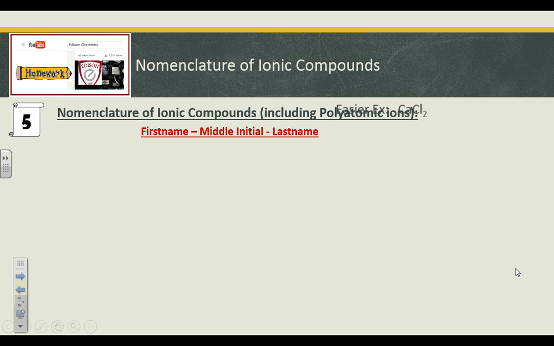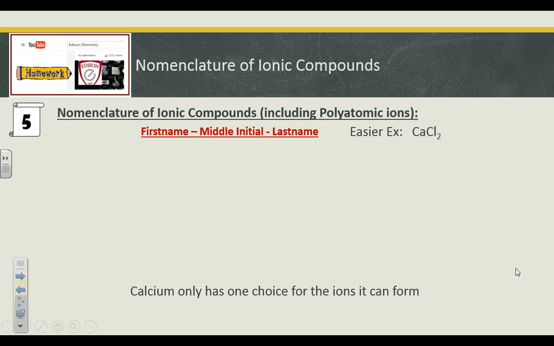Second example, CaCl2. What is the name of that particular formula? Well, we're going to follow the same pattern. If you look on a periodic table, calcium only has 1 choice for the ion that it can form. It always loses 2 electrons to form a +2 ion. Since there's only a single option, it doesn't need a middle initial. Therefore, there's no need for a Roman numeral in the middle of the name. I've got to be honest with you, if you put it in there, I'm not going to be upset, but it's not really technically correct to do so.